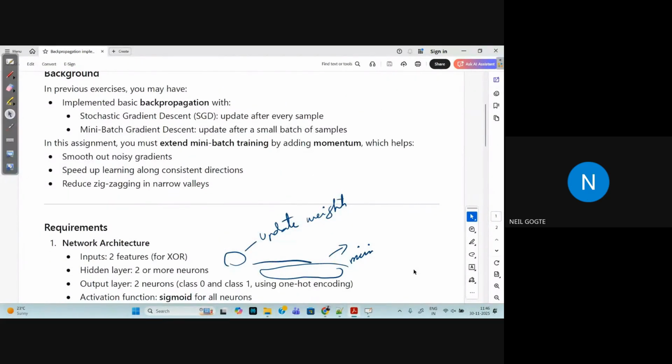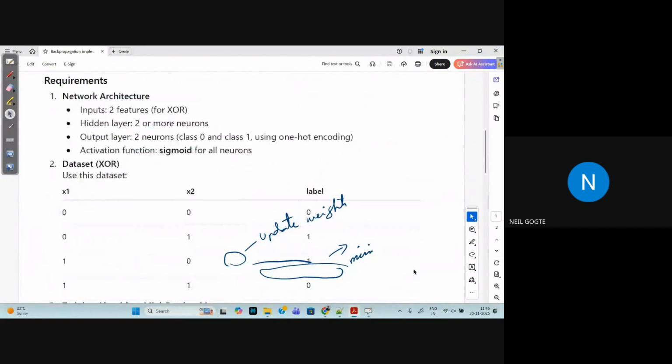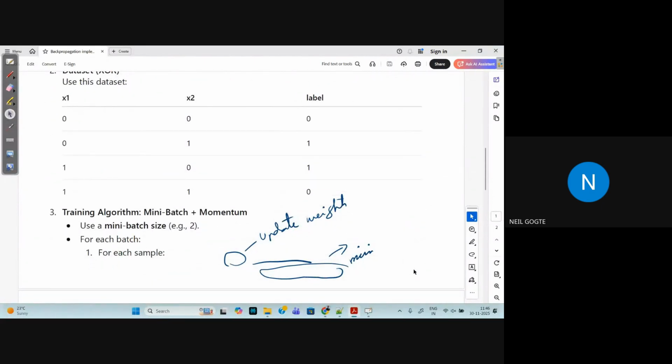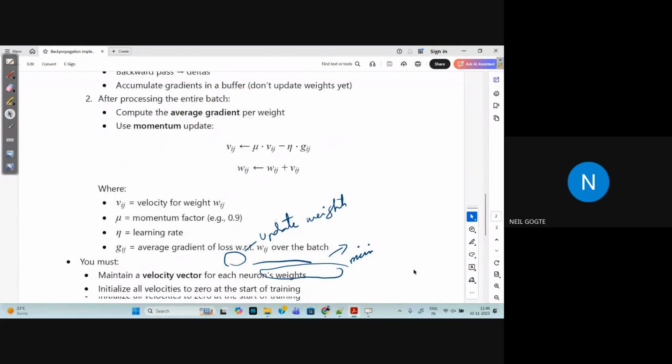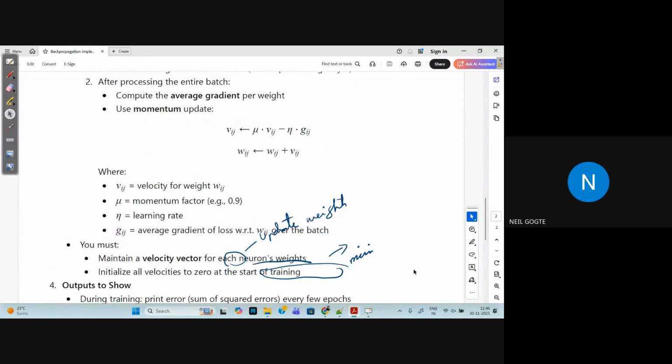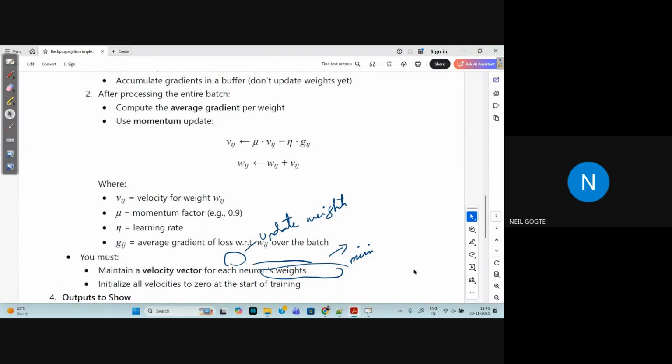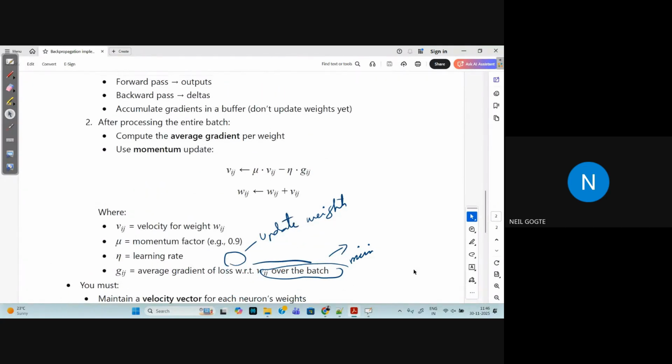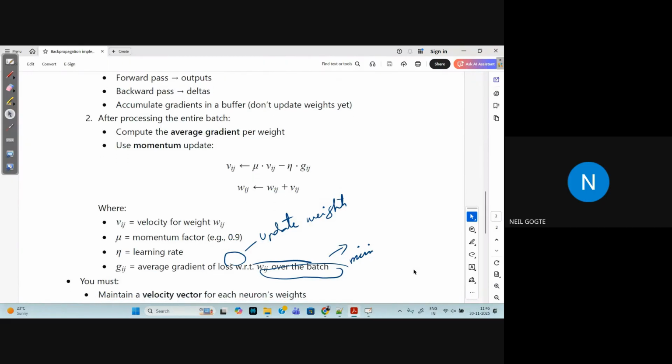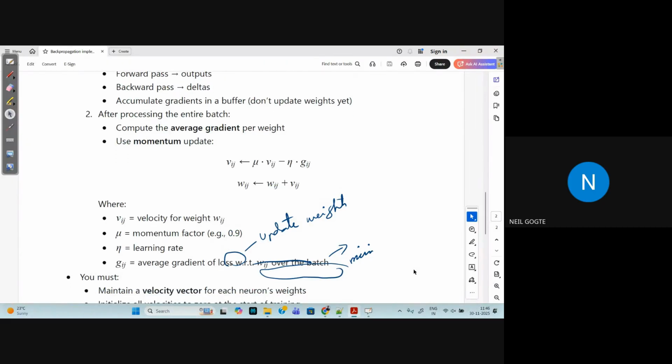I think this we can ignore. The network architecture is just some data and all that. Okay, this is where the essence comes. You understand this? We are done. So I'll drop this.